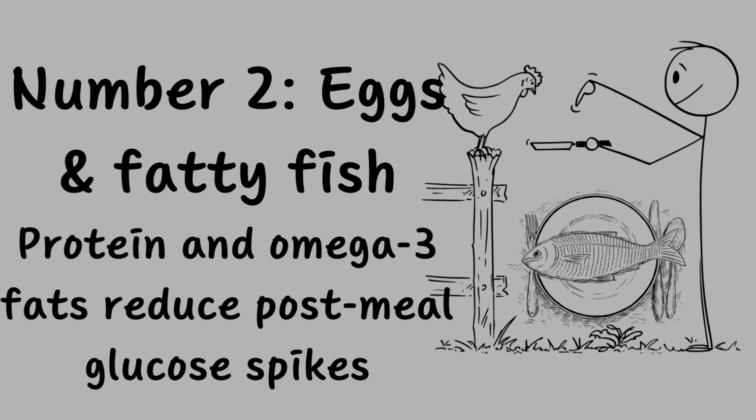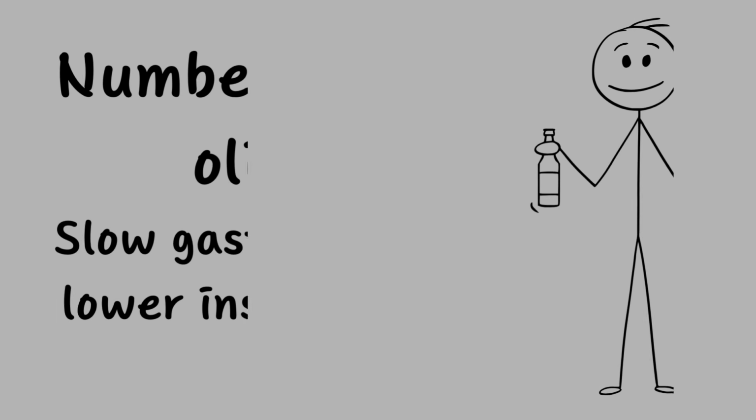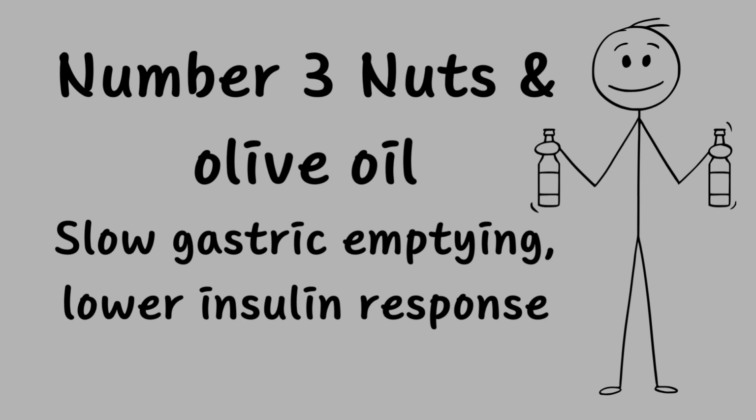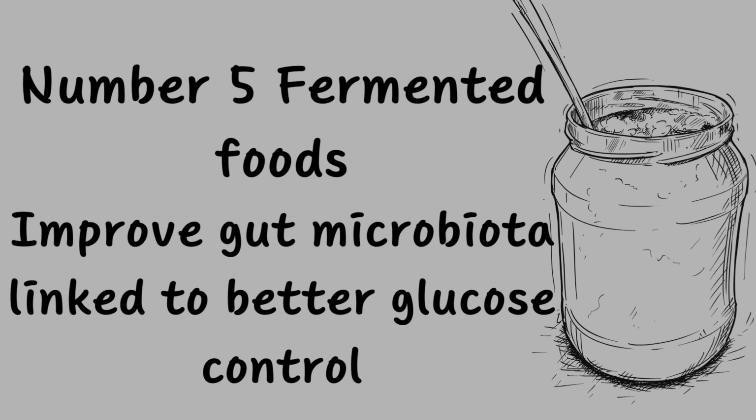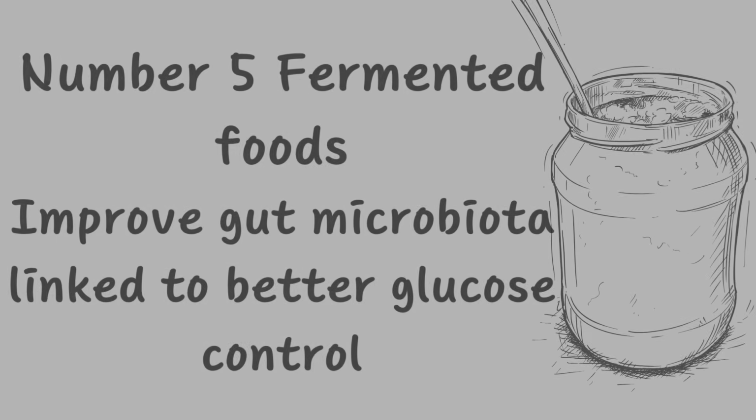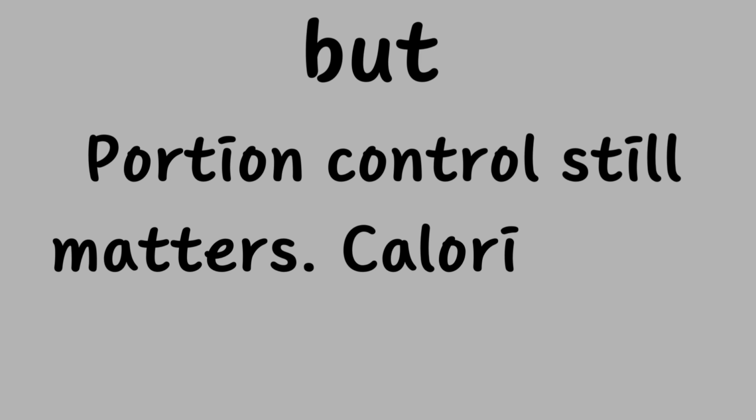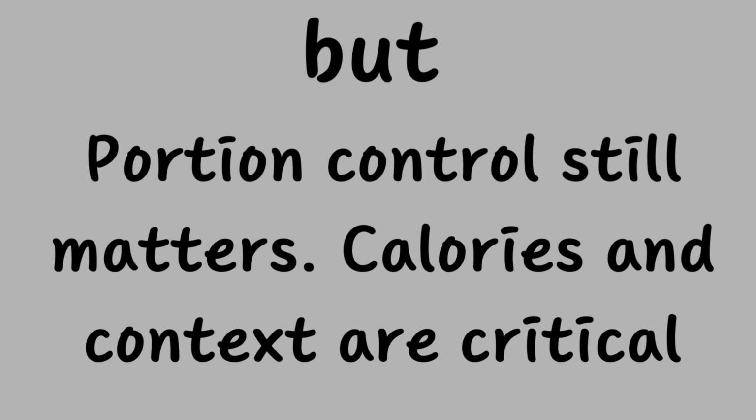Eggs and fatty fish: protein and omega-3 fats reduce post-meal glucose spikes. Nuts and olive oil: slow gastric emptying, lower insulin response. Fermented foods: improve gut microbiota, linked to better glucose control, but portion control still matters. Calories and context are critical.